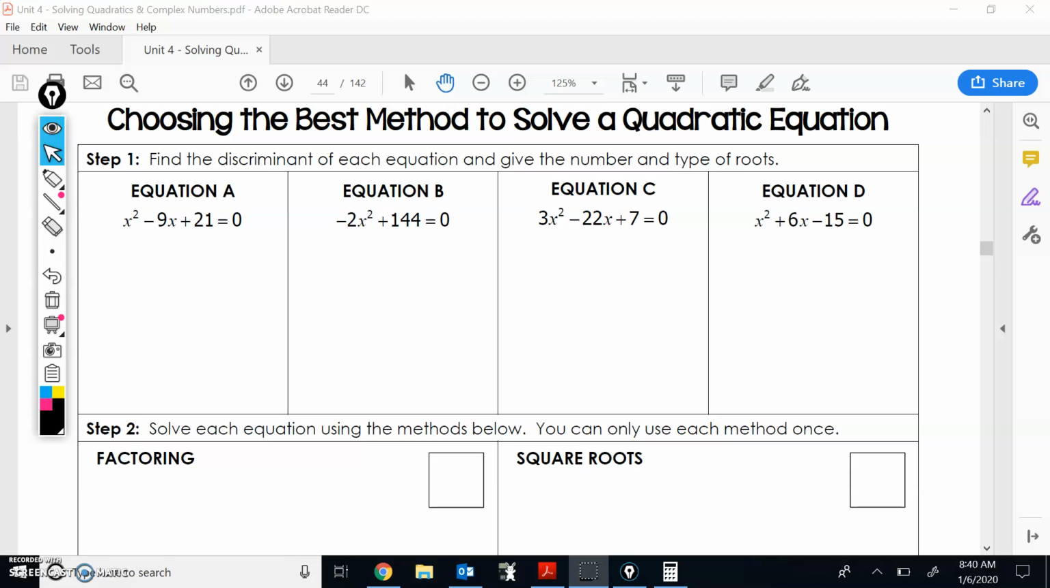On the back of the notes is just some practice for you to find the discriminant of each and to solve each using a specific method of either factoring, square roots, completing the square, or quadratic formula. What I want you to try to do is do a couple of these, find the discriminant, and think about what method you would probably use to solve these. And we'll talk about this in class, just which method you would use and which would work and which wouldn't work.